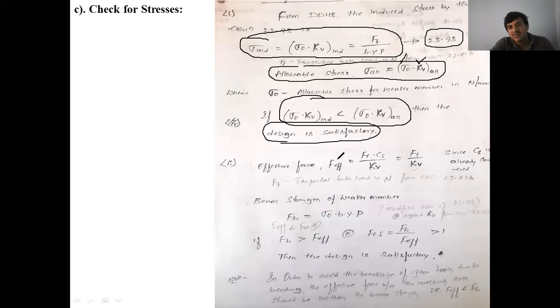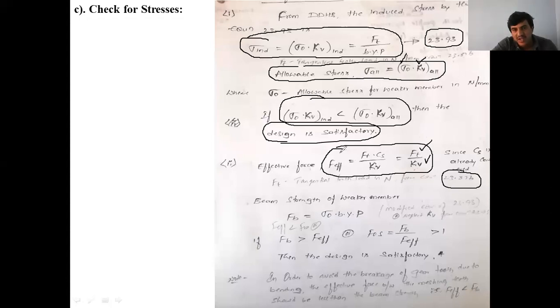The second one is we calculate the effective force. Effective force is nothing but Ft into Cs divided by kV. Cs we already used as the service factor. This is a modified equation of 23.87b. Effective force is equal to Ft by kV. Ft we already determined, kV also we know. Substitute, what value do you get?